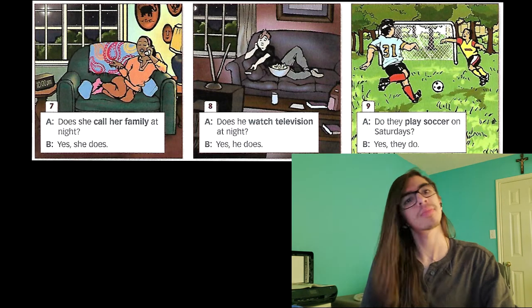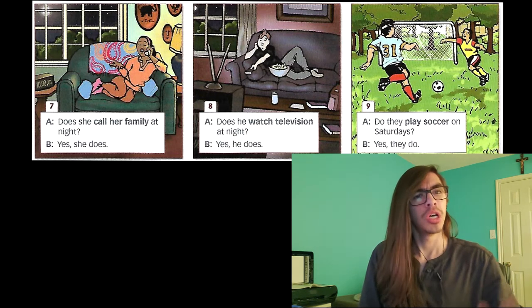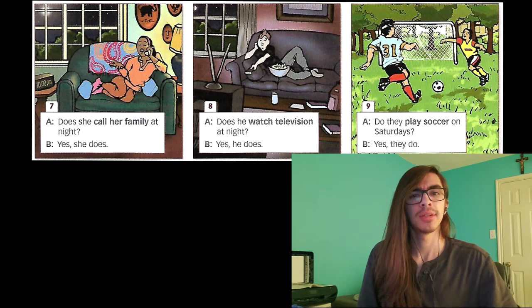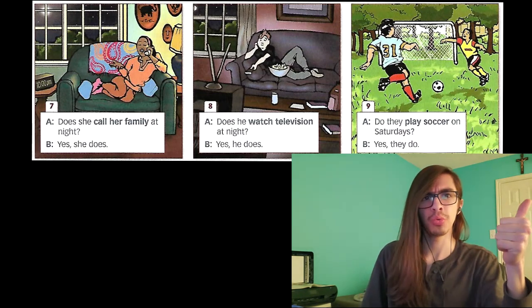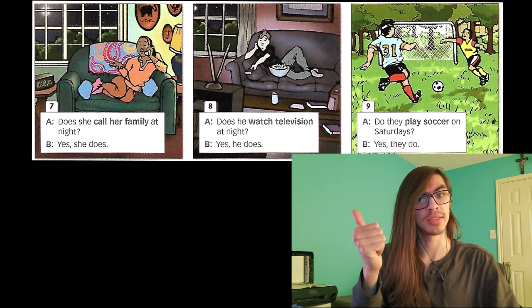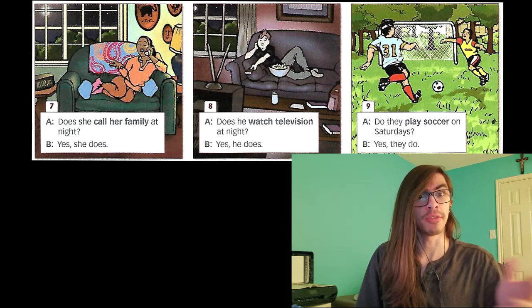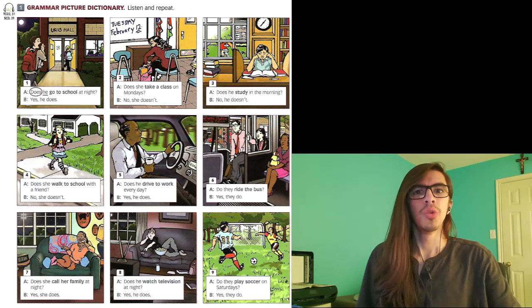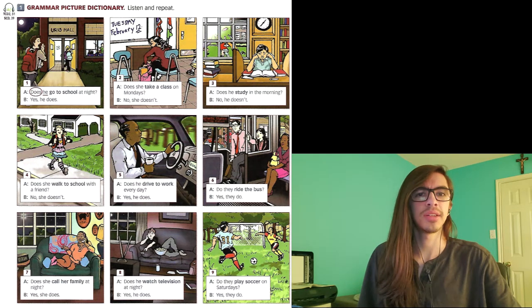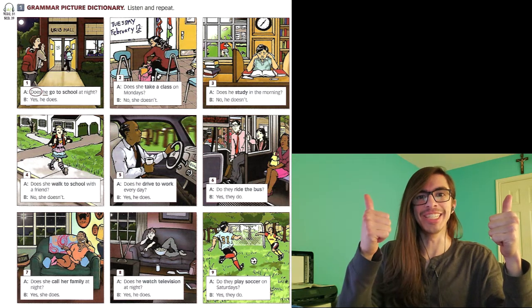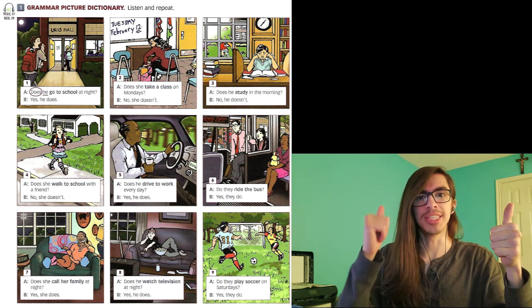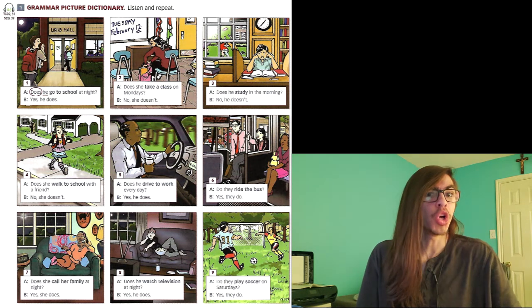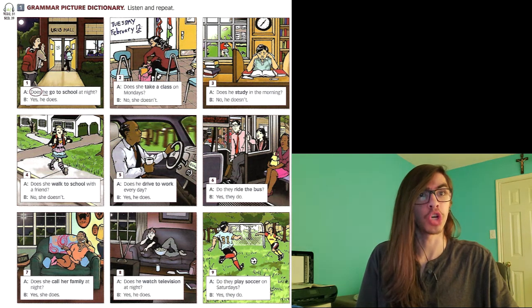Okay? And the final question. Do they play soccer on Saturdays? Yes, they do. So we see a lot of questions with do, and we see a lot of questions with does. We also see a lot of verbs, verbos. So let's see what's happening. We noticed that these questions had do and does. We also saw that there were a lot of new verbs and old verbs.